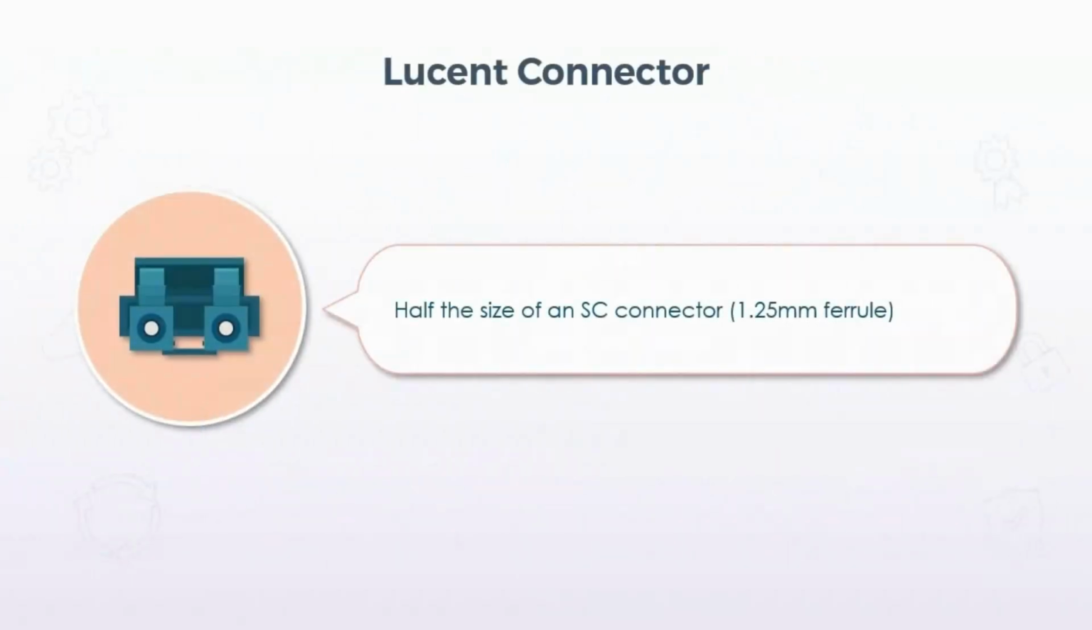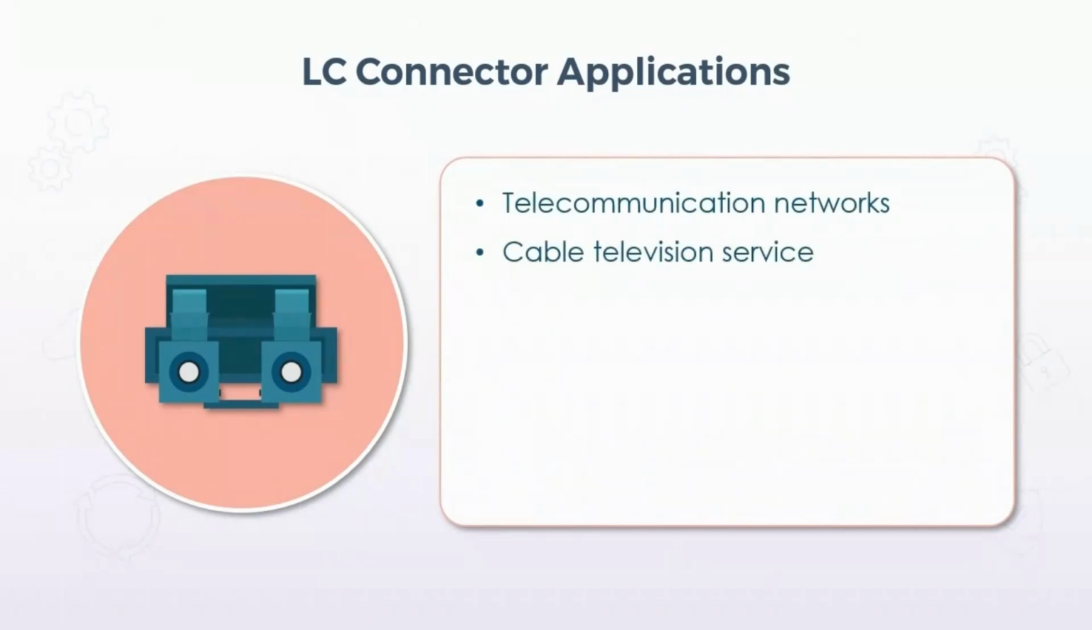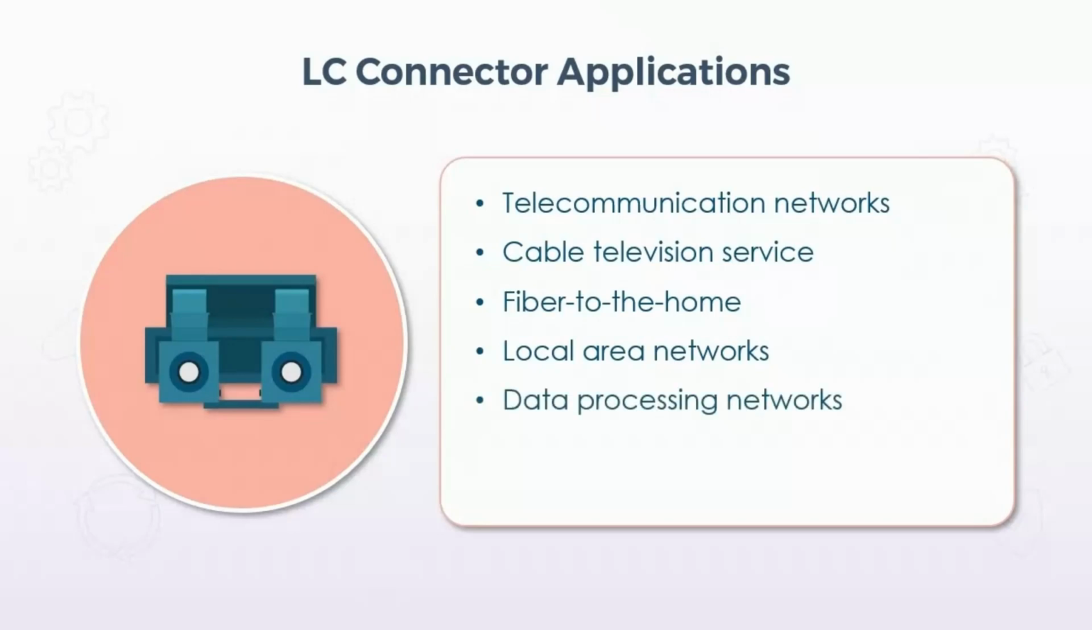Lastly, the lucent connector, or LC, is a significantly smaller connector, only about half of the size of the SC, and it combines the connectors for each unidirectional cable into a single housing. So 2 separate connectors no longer have to be present on each end of the cable. Lucent connectors are becoming very widely used in many implementations, including telecommunications networks, cable television services, fiber to the home, which typically combines internet, TV, and phone, standard local area networks, and large data processing networks.